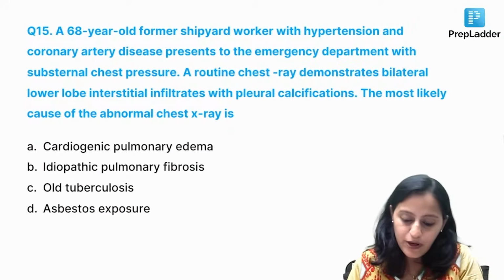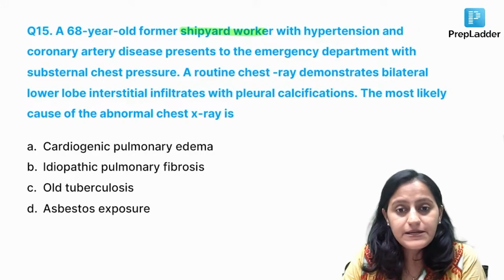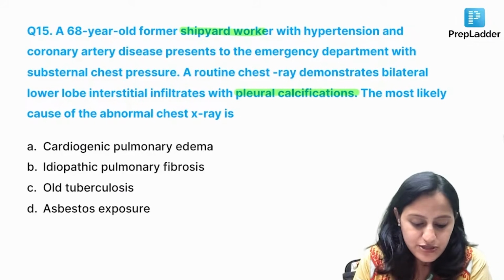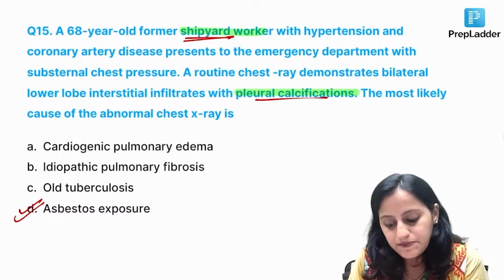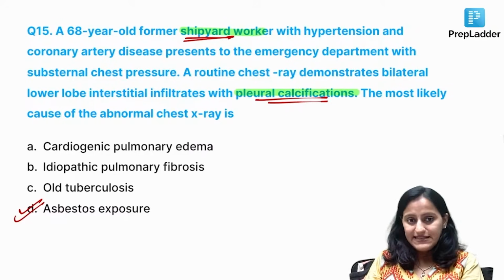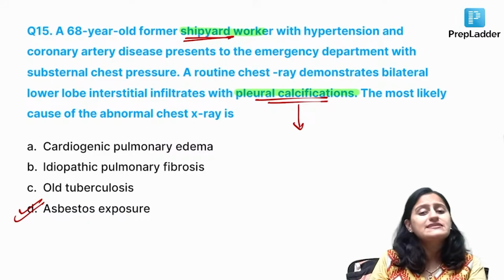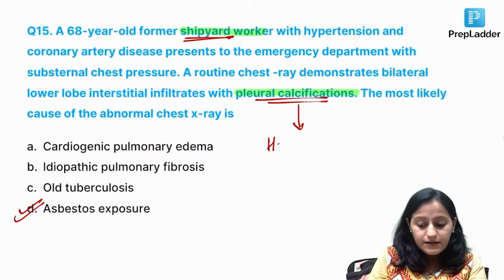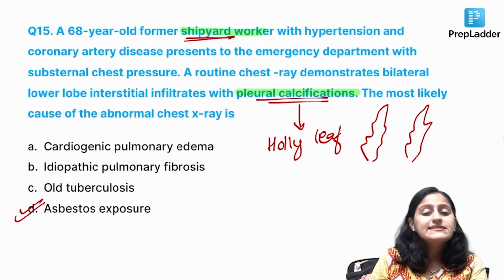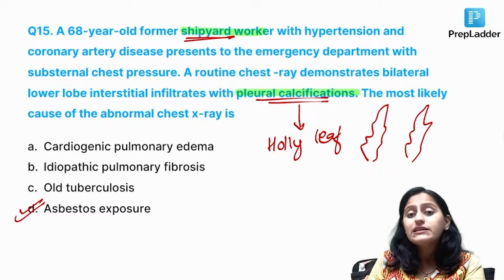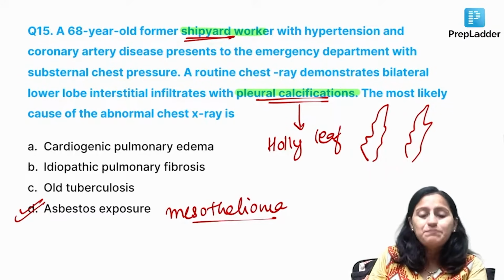Next one. What do you have here? Shipyard worker. Whenever you see that, you start thinking of asbestosis, right? There is pleural calcification also which is given. So obviously this is going to be asbestosis. Shipyard worker, pleural calcification is definitely asbestos exposure. Okay. What sign do you get with the pleural calcification in the X-ray? The holly leaf sign, right? The pleural calcifications seen end phase in the X-ray give the holly leaf sign. What is a specific tumor? The pleural tumor, that is mesothelioma.